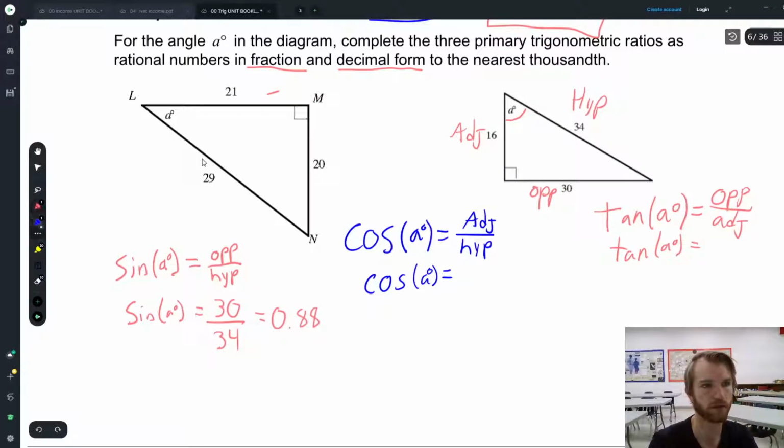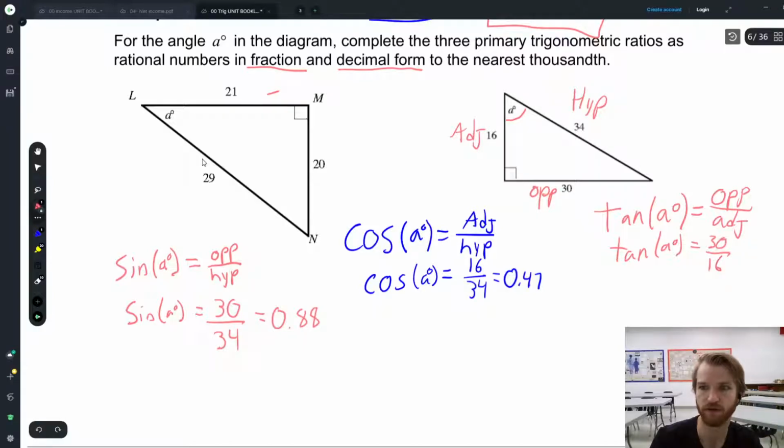Cosine is adjacent over hypotenuse. Our adjacent is 16, and our hypotenuse is 34. So in our calculator, we say 16 divided by 34, and that is the same thing as saying 0.47. And then lastly, our tangent ratio is opposite over adjacent, so it's 30 over 16. Opposite is 30, and on the bottom is our adjacent, 16.